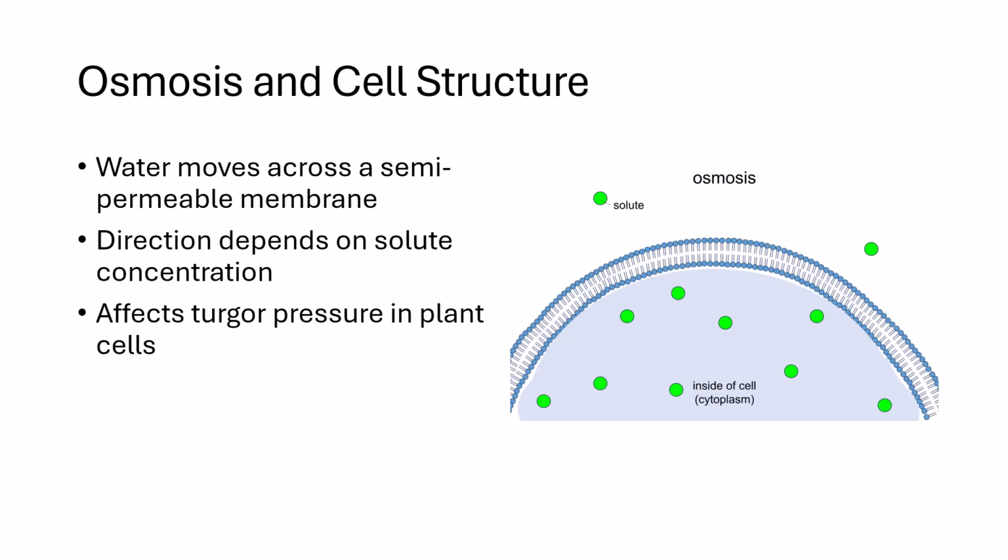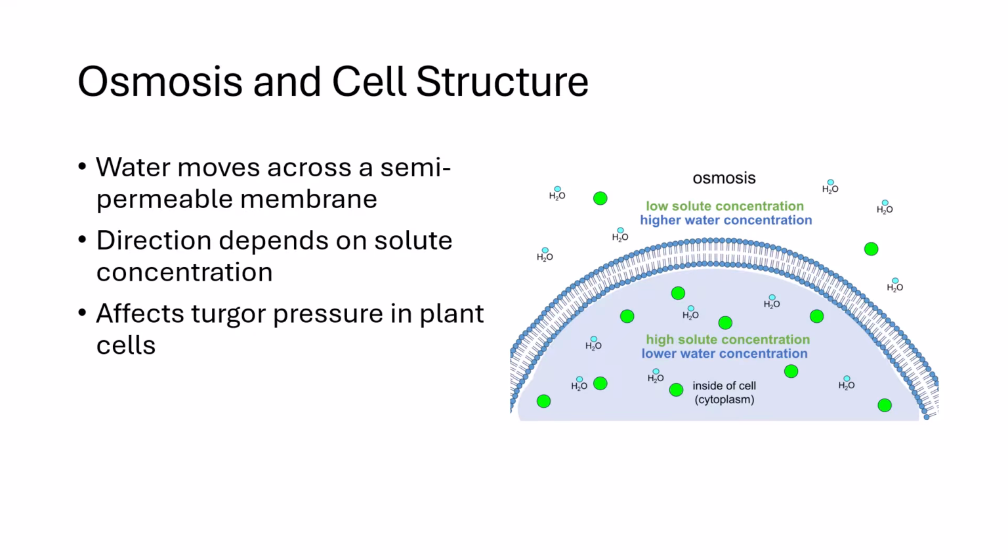Osmosis occurs when water moves across a membrane from an area of higher water concentration to lower water concentration. In plant cells, this movement affects turgid pressure, the pressure of the cell contents pushing against the cell wall. This pressure is what keeps plants upright and firm.